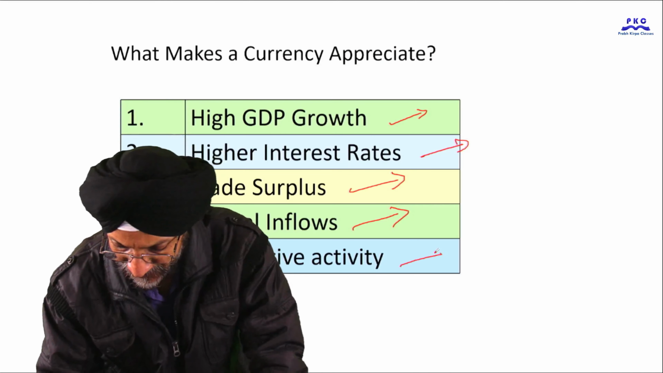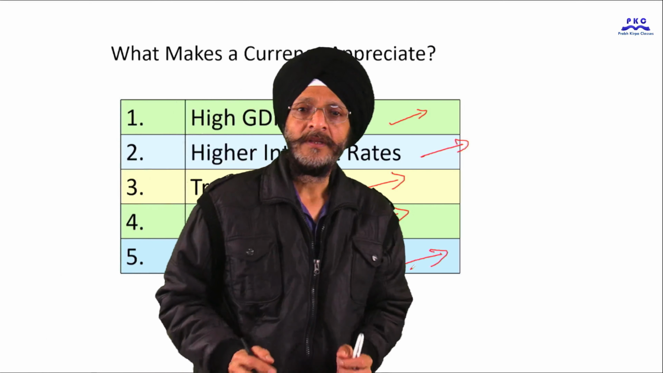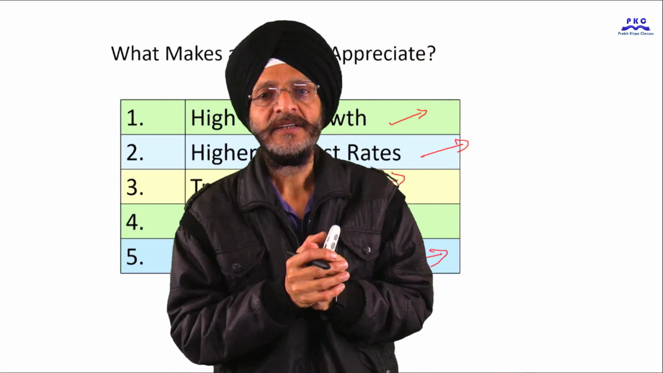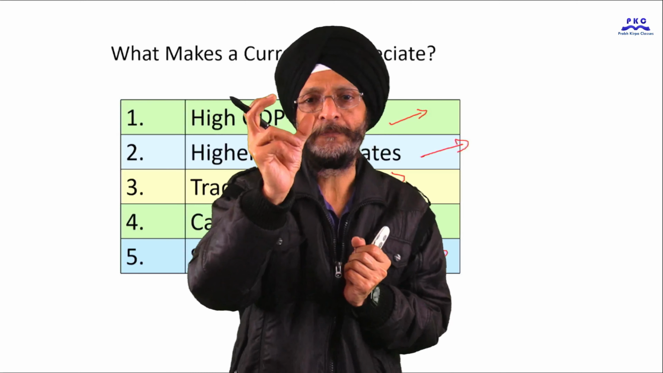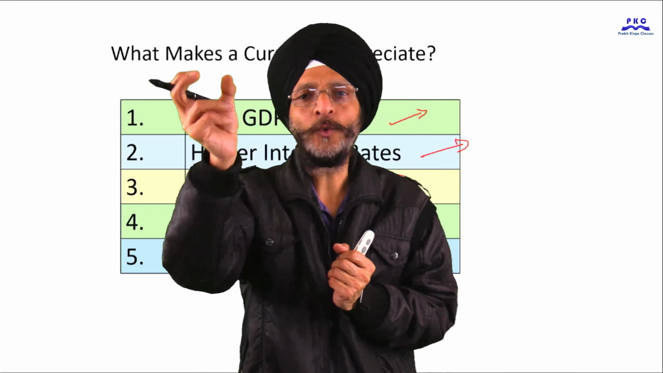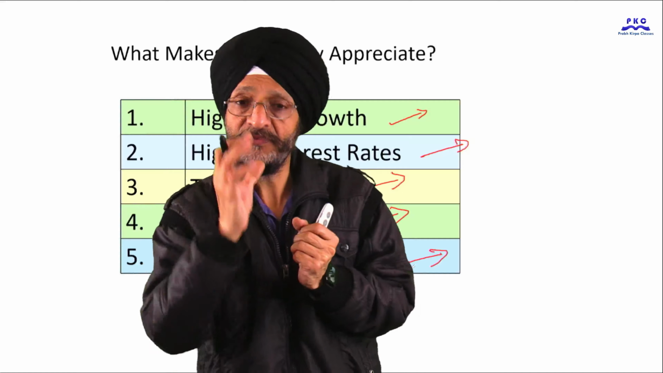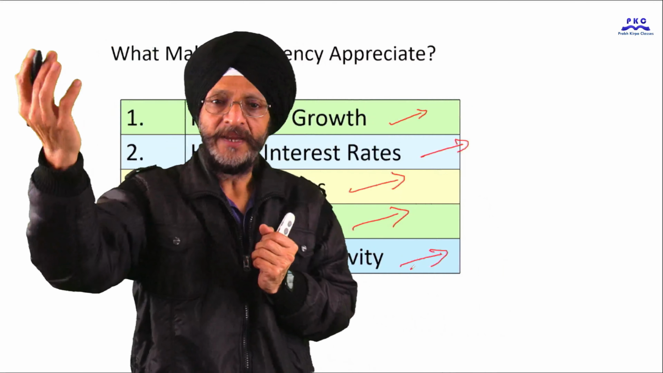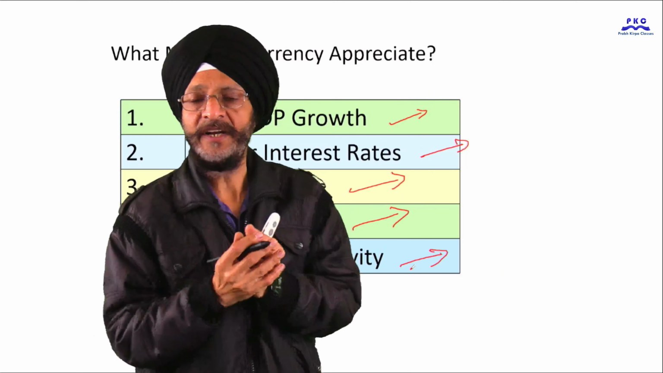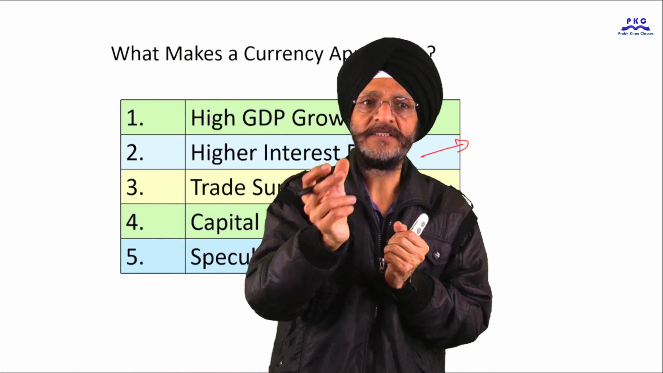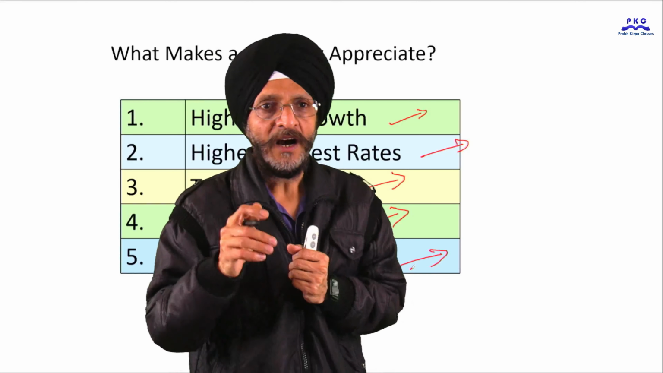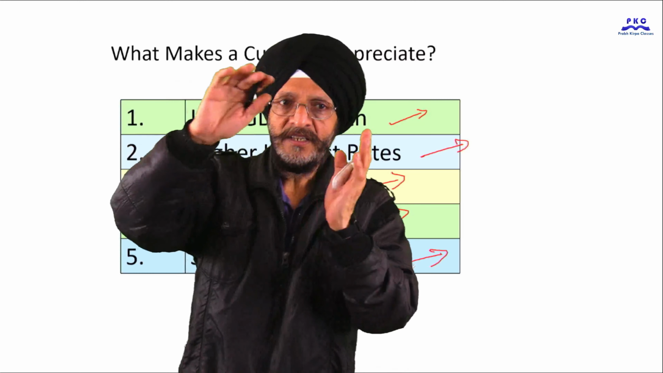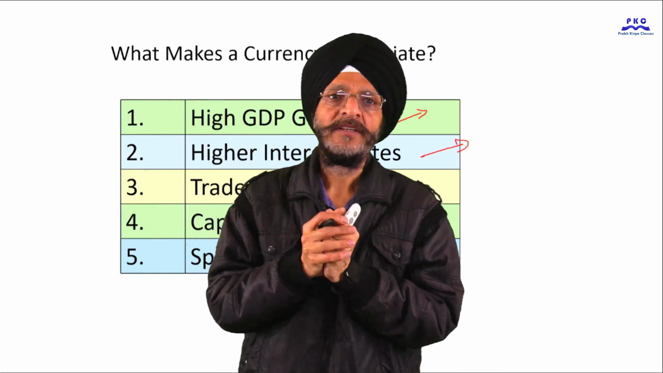Next is speculative activity. If the speculators believe that the currency of any particular country is likely to increase, then they will naturally buy that currency in bulk. It will increase the demand and it will result into the appreciation of the currency. All these factors result into the appreciation of the currency.